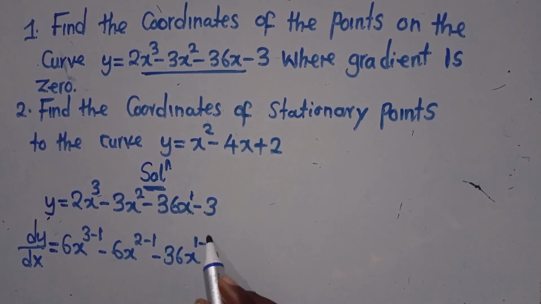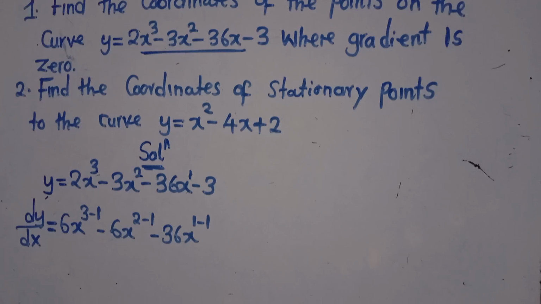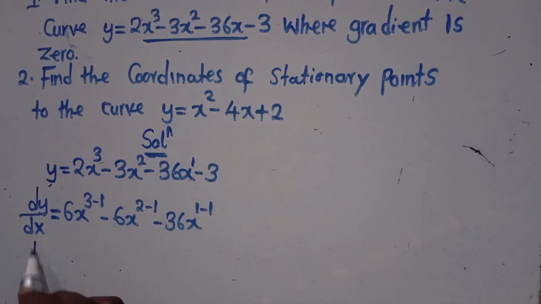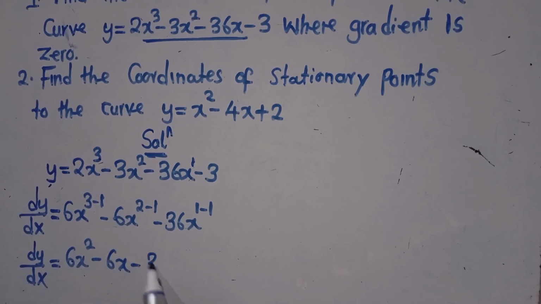Then 1 minus 1. Under differentiation, you cannot differentiate a constant number, so you just leave it like that. This one is a 0. If you want, you can say plus 0, but it's better you just leave it. So from here, the next thing that you are going to do is to say the final answer now, dy/dx is equal to 6x squared minus 6x minus 36. This is the answer you are going to get.